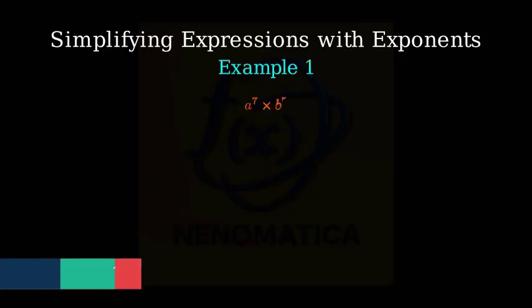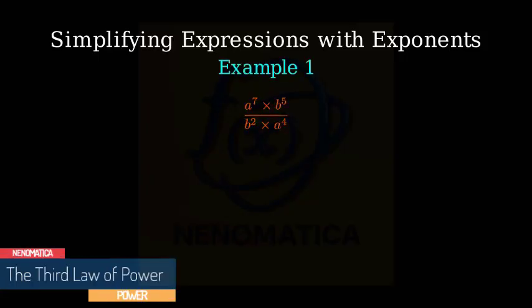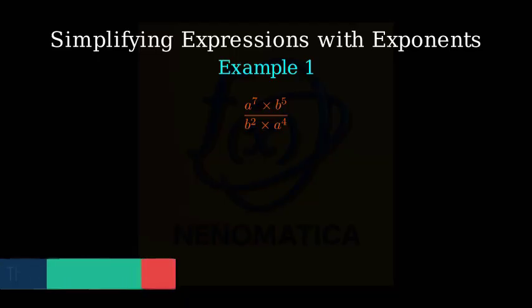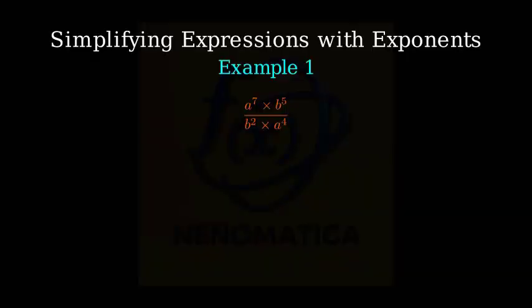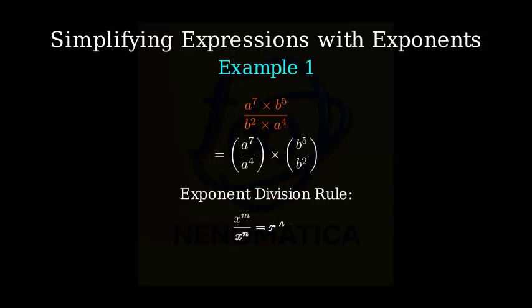We have the fraction a to the 7th times b to the 5th divided by a squared times b to the 4th. Our goal is to simplify this expression as much as possible. For our first step, we'll rewrite this expression by separating the variables. We can break this into two fractions, the ratio of powers of a multiplied by the ratio of powers of b.